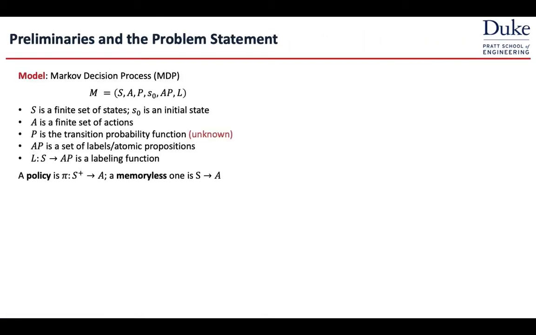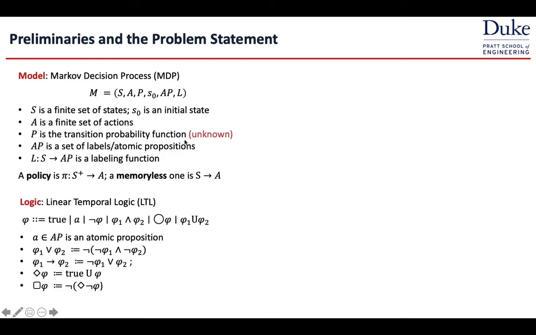Okay, so we are interested in learning a control policy from a given specification in an unknown environment. We model the environment as an MDP, where the transition probabilities and the topology are unknown. We use linear temporal logic to describe the desired task. It's just a simple extension of the propositional logic with some additional temporal modalities like next operator, until, eventually, and always.